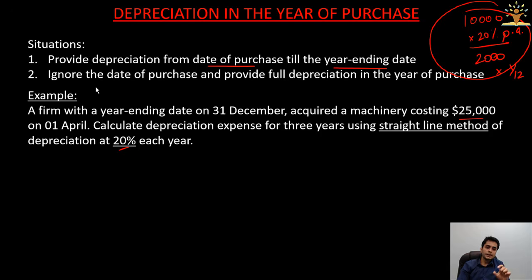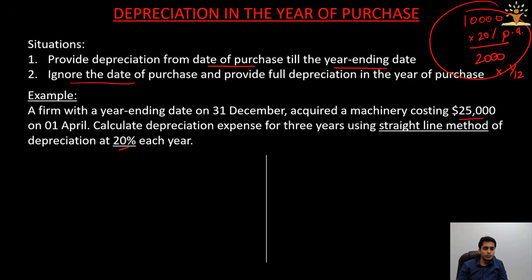But there's another situation that can be given to you. They might say that ignore the date of purchase. Don't look at when the asset was purchased during the year. Assume that the asset was used for the entire year and provide full year's depreciation. Now, why would a firm do that? Basically to avoid difficulty in calculation. They want to make it very simple. If we purchase the asset during the year, we'll give full depreciation and we will not get into the calculations of number of months. Just for the purpose of simplicity of calculation. That's it. So in exam, you could be given any of these situations. Let's see how we would deal with them.